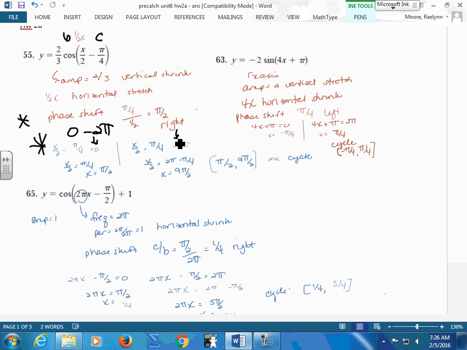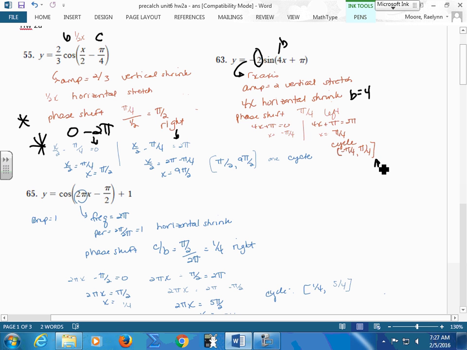This guy here, remember, amplitude is always measured in a positive value. The negative gives you a reflection. Again, here's your B. So your frequency is 4. You have a horizontal shrink by a factor of 1/4. You have a phase shift in here. You're moving to the left. Pi over 4, C over B. And make one cycle.